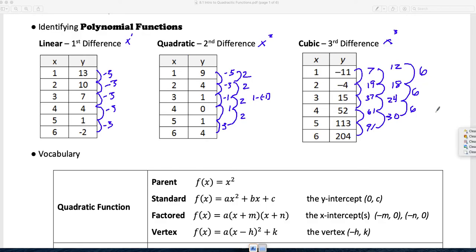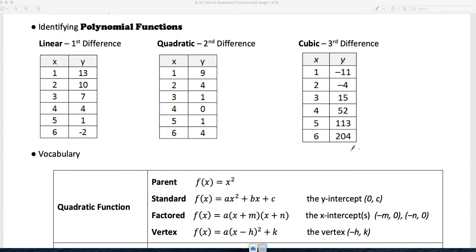Let's clean this up. And here's the vocabulary for the chapter.